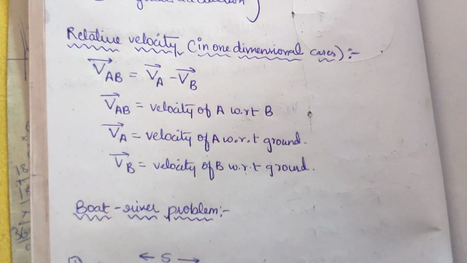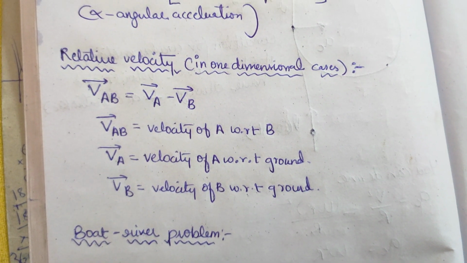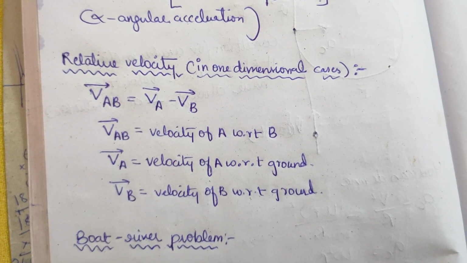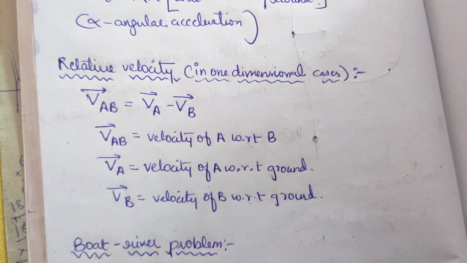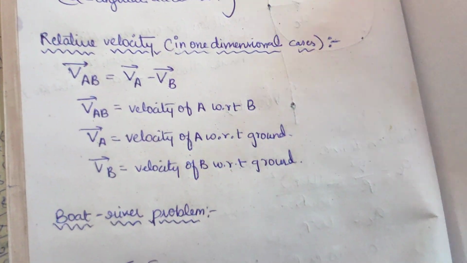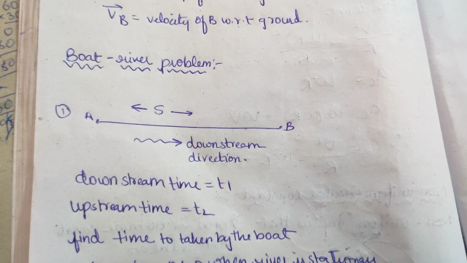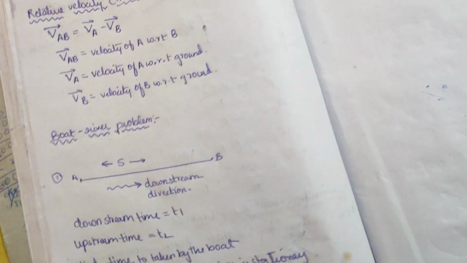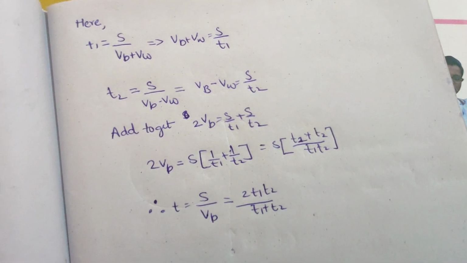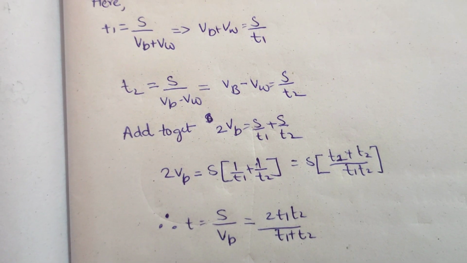Now relative velocity in one dimension. Here you can see v_AB equal to v_A minus v_B. v_AB equal to velocity of A with respect to B. v_A equal to velocity with respect to ground. v_B equal to velocity of B with respect to ground. Then boat river problem. Here you can see an example of a boat river problem. So here we have completed the lesson motion in a plane. Thank you.